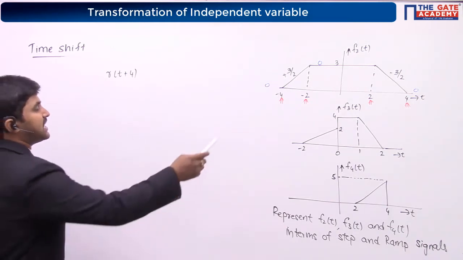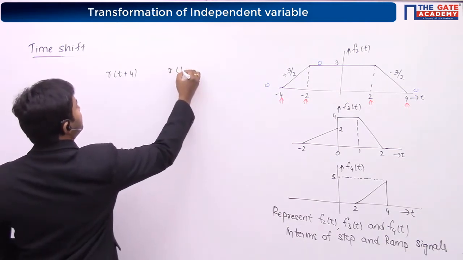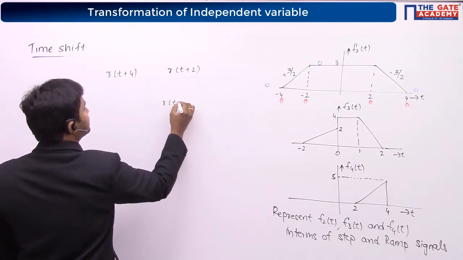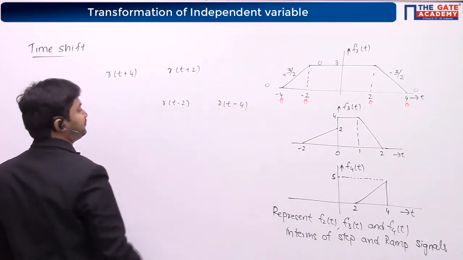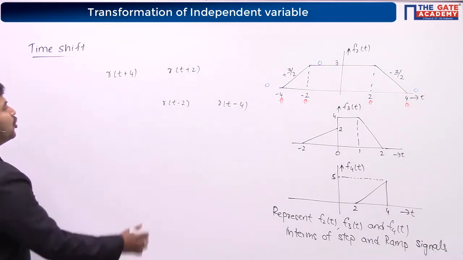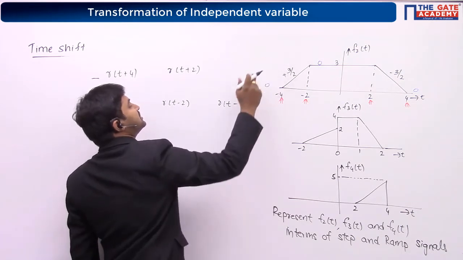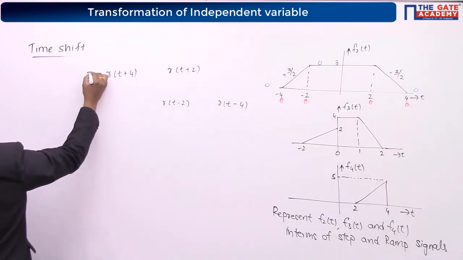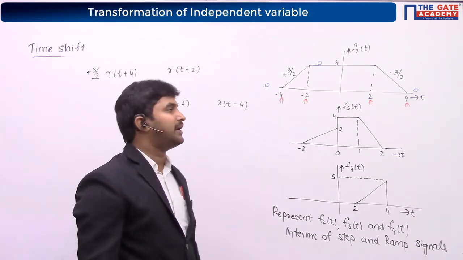So the first one is r of t plus 4. The second one is r of t plus 2. The third one is r of t minus 2. And the last one is r of t minus 4. The slope changes from 0 to 3 by 2. So 3 by 2 minus 0 is plus 3 by 2.